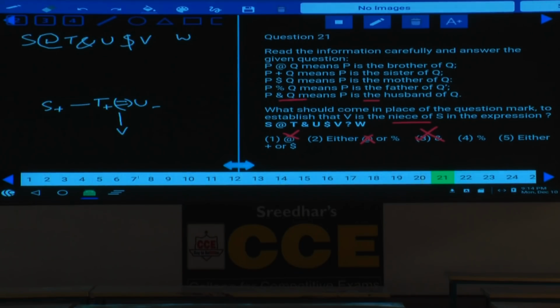Now choice 4. Let us directly go for choice 4. What is choice 4 here? Percentage. Percentage means P is the father. Now V is the father means V is again a male.